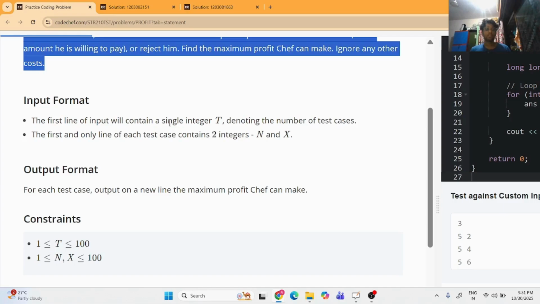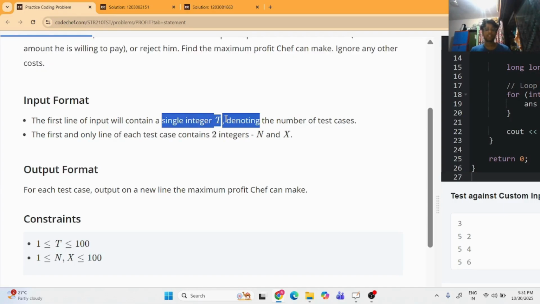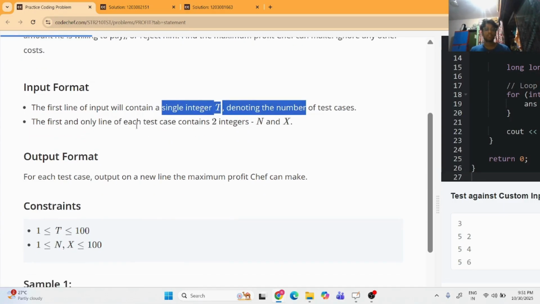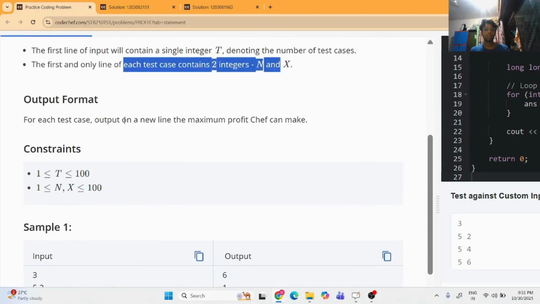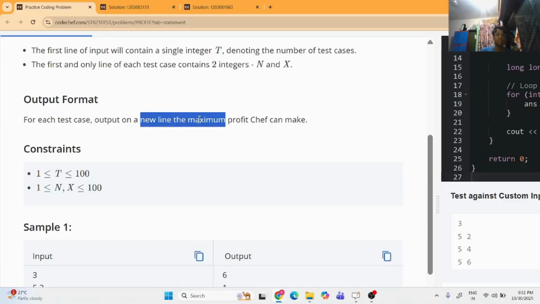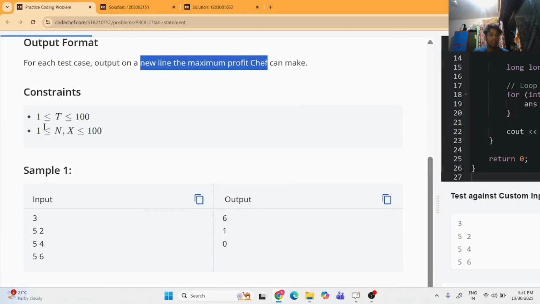Input format. The first line of input will contain a single integer T denoting the number of test cases. The first and only line of each test case contains two integers N and X. Output format. For each test case, output on a new line the maximum profit Chef can make. Constraints: T lies from 1 to 100, and N, X lie from 1 to 100.